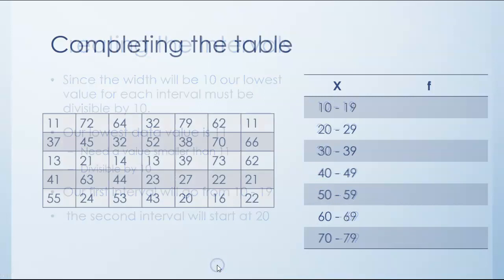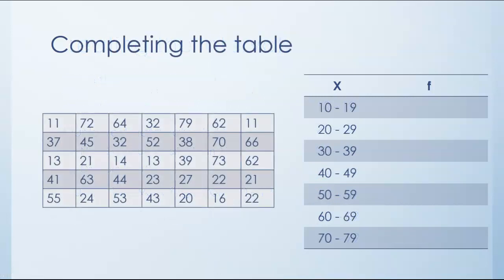Okay, so now let's do the fun part. We are going to do our frequency table. What we want to do is find every number in our data set that is between 10 and 19. So if we come over here to our data set, we'll look at all the numbers between 10 and 19. I have 6 of them. So we have 6 numbers that fit between 10 and 19. We do the same thing for 20 to 29. We have 8 numbers that are between 20 and 29.